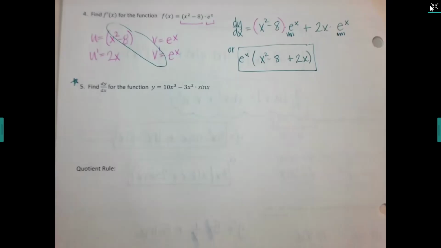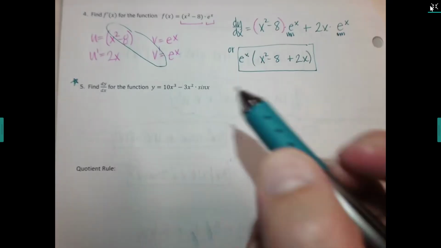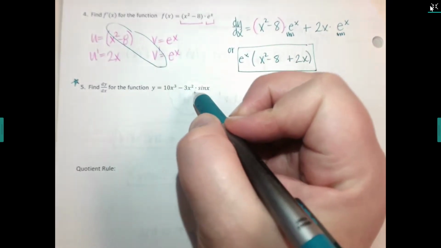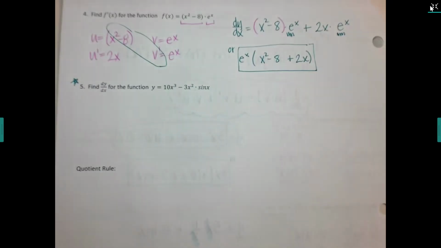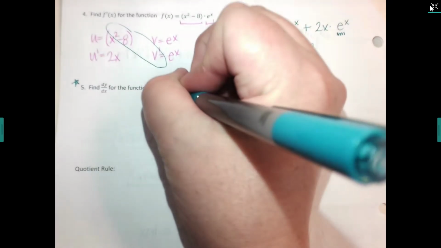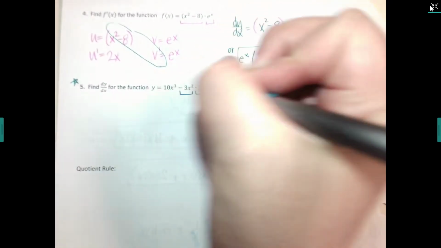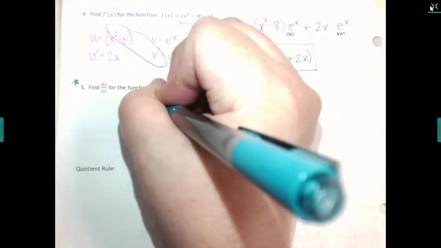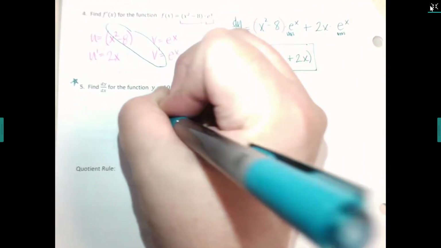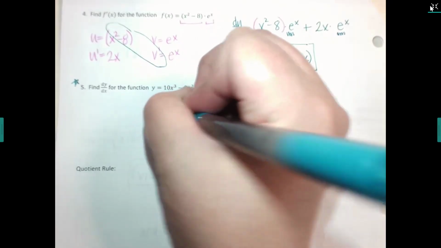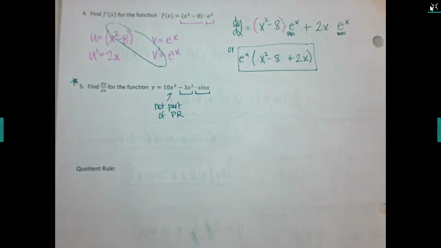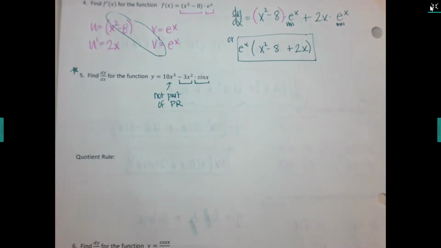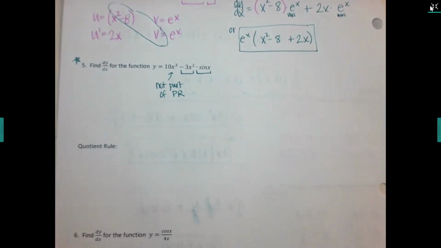All right, take a look at number 5. Here's where you're likely to mess up on number 5. This is not this times sine x. What is the only thing that's multiplied with sine x? The 3x squared. So make sure that this term is not part of the product rule. The 10x^3 is kind of chilling on its own. Then I have a minus with a product of the 3x squared times the sine x.